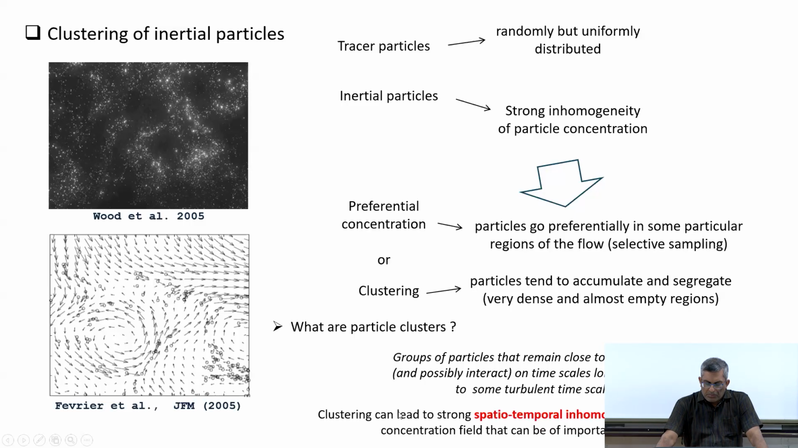The bottom line is that clustering can lead to strong spatio-temporal inhomogeneity in the particle concentration field, and that can be of important concern in the application. This is the reason why we have to characterize the particle clusters, and we need to know how large the clusters are and how they scale with the flow length scale. For example, how they scale compared to the size of the turbulent eddies.